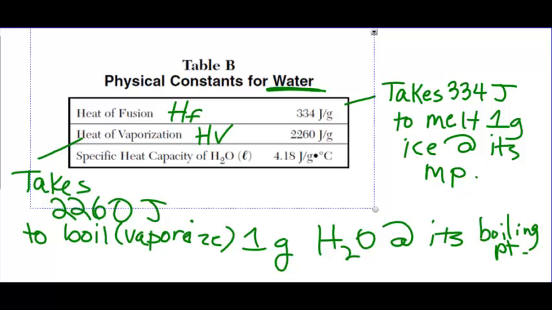So what if you're cooking pasta tonight and you need to boil 100 grams of water? Well, then you're going to need that number times 100. Multiply that number by 100. 226,000 joules to boil 100 grams of water, which I'll tell you what, 100 grams of water is this much. So imagine how much energy it takes for you to cook your pasta.